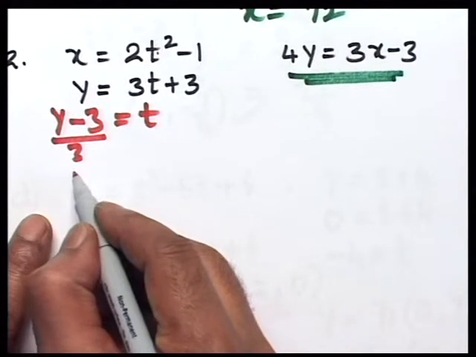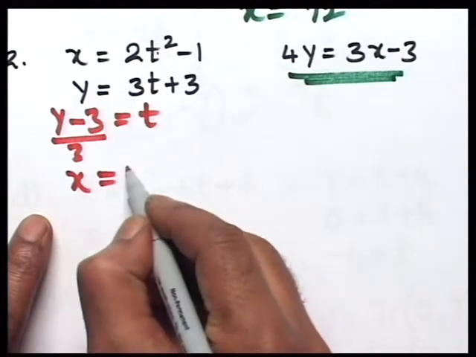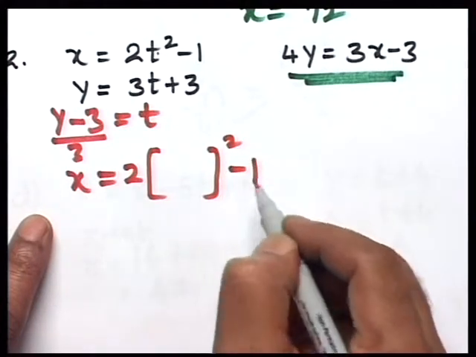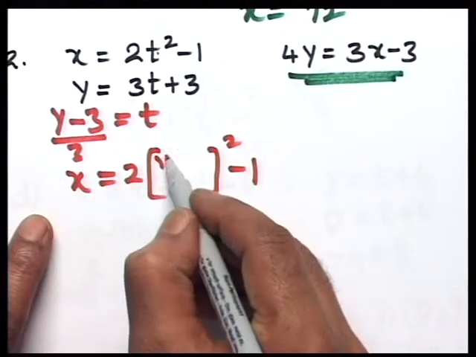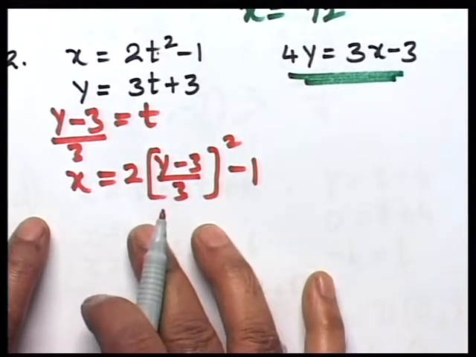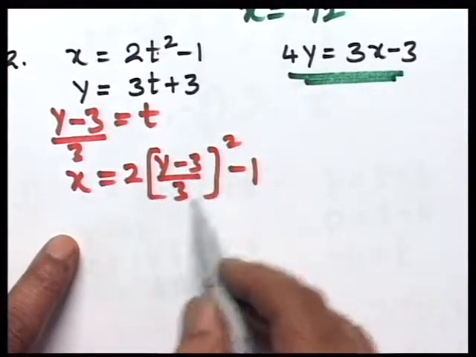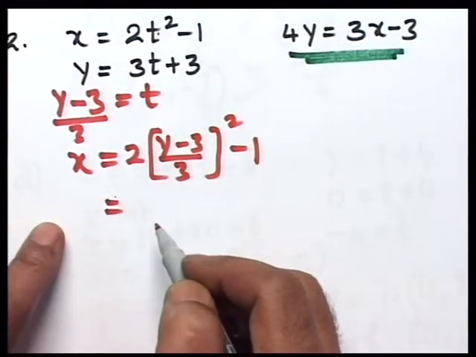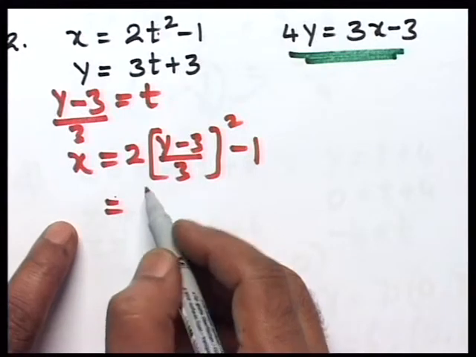So x equals to 2t square minus 1. That's 2 times y minus 3 over 3, squared, minus 1. That's the value of x. You can actually substitute directly that there to find the value, but let's simplify it a little bit to see what happens.